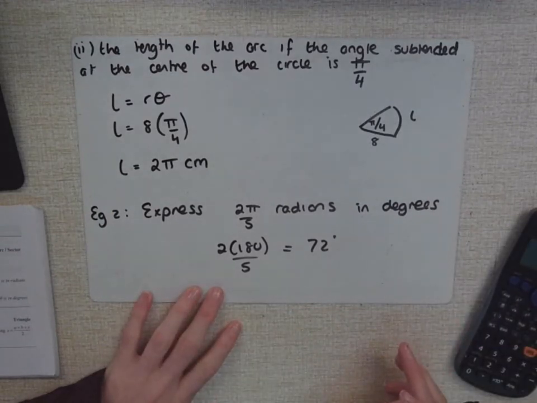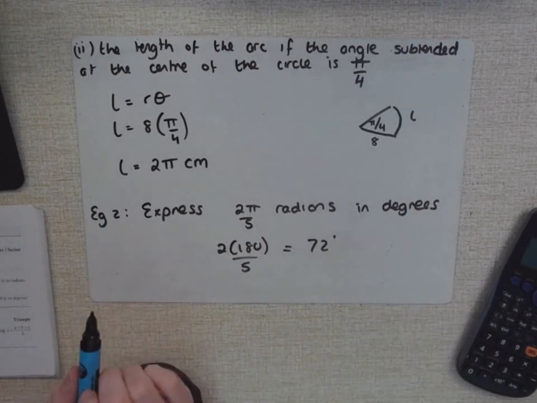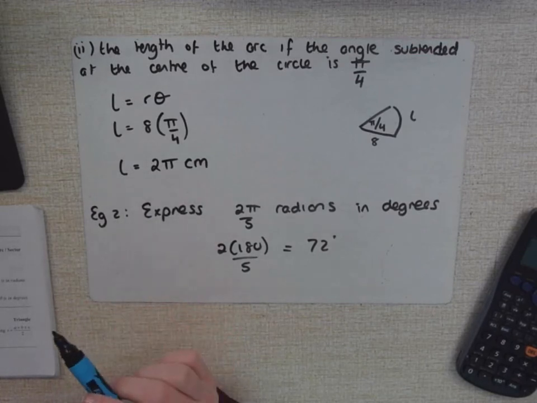And then with the last answer, how come you don't need to put 180 into that? Because this is the length of an arc, so it's not an angle. Yeah, so I just leave it as 2 pi.